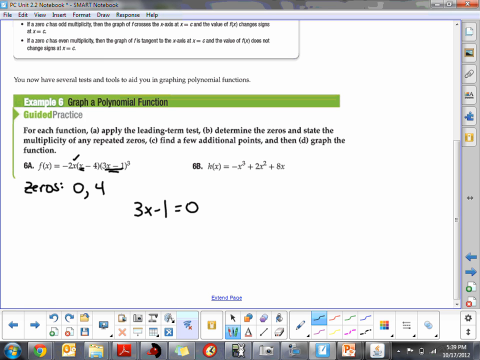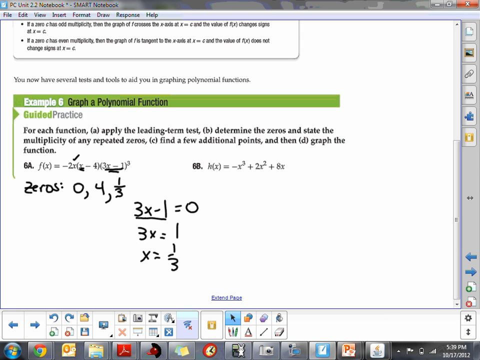I don't have to worry about the multiplicity, because once I get the value of 0, cubing it's not going to do anything to it. So I just have to figure out where 3x minus 1 is equal to 0. So that means 3x is equal to 1, which means x is equal to 1/3. Now 1/3 is another one of our zeros of the function. And if you quickly mentally did that, if you took 3 times 1/3, a third of 3 is 1, and 1 minus 1 is 0, and 0 cubed is still 0, so that is one of our zeros.